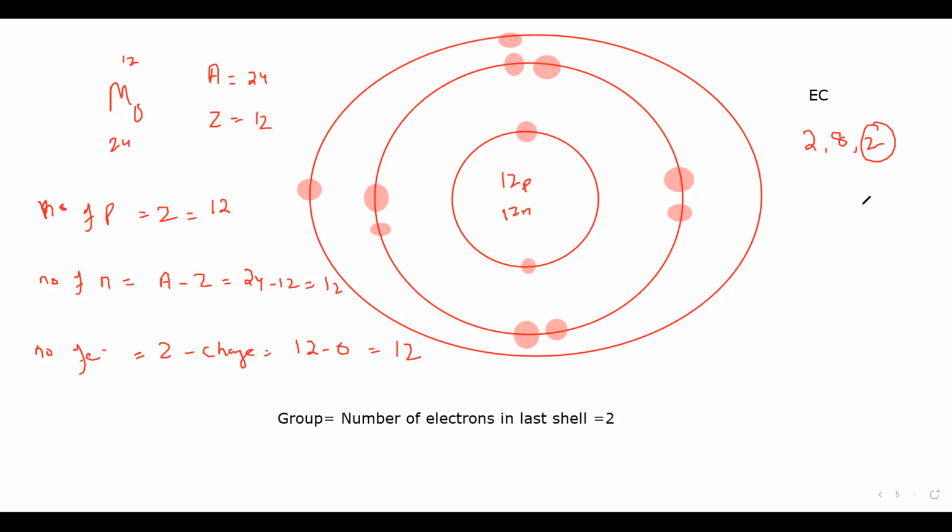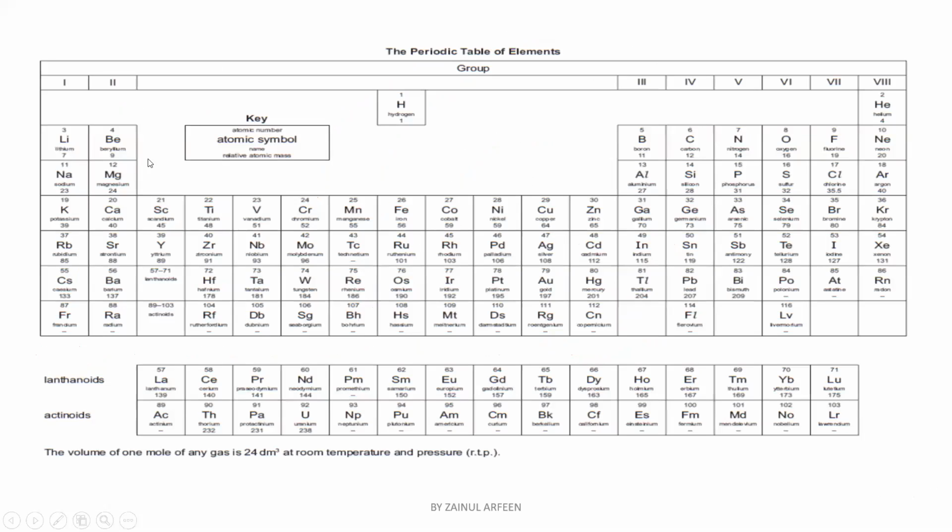And the last shell electron represents the group number. When you check the periodic table, you can clearly see magnesium here and which group it belongs to. So it belongs to group 2. So without a periodic table, you can also work out the group of the element.